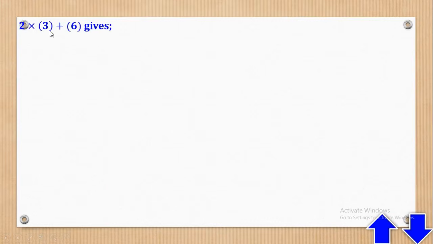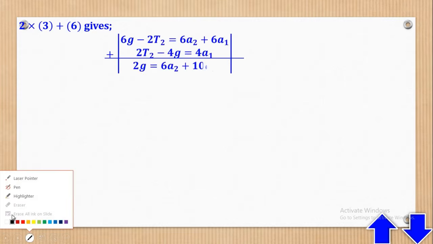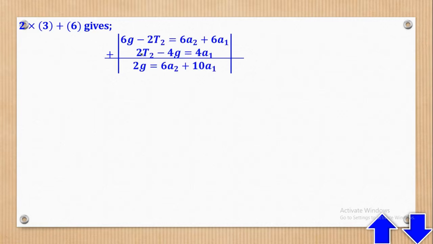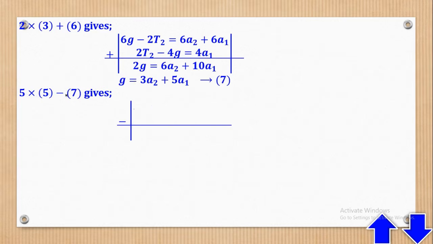So when I multiply 2 throughout equation 3 and add it to equation 6, this is what I'm going to get. So I think we realize that this cancels, this and this gives me 2g, and this 6a2 is that, then 6a1 plus 4a1 will give me 10a1. So I have an equation which has only a2 and a1, and I call it equation 7. Therefore, now I'll deal with these two equations with only a2 and a1. So equation 5 times 5 minus equation 7 will give me this.